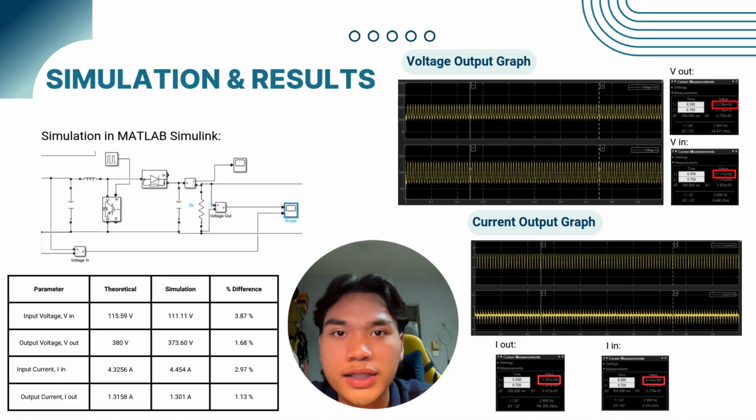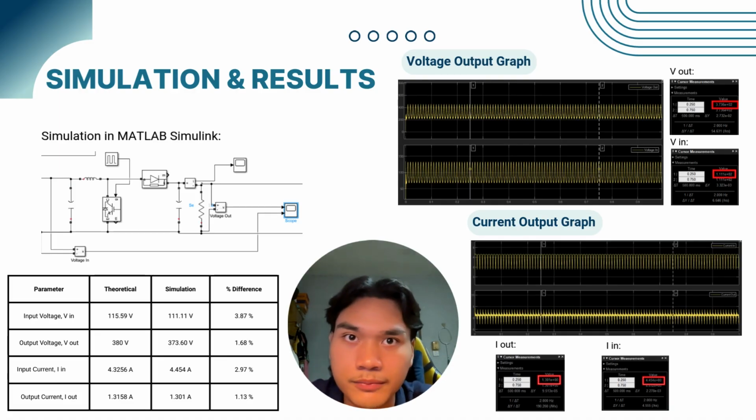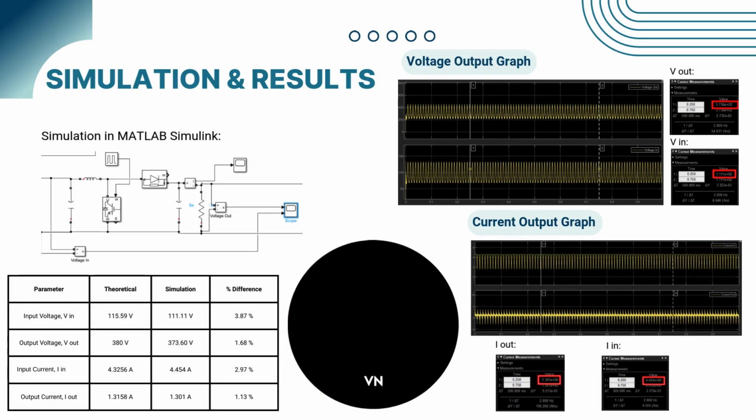Why all of this difference occurs is because in theory we assume all of the components are ideal, but in simulation it includes switching ripple, inductive behavior, and diode voltage drops. So this is the reason why we have a small difference between simulation and theoretical. Overall, the simulation closely matched the theoretical value, and it shows that the boost converter design works correctly.